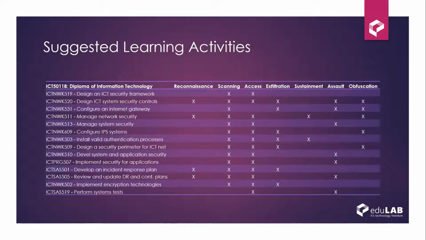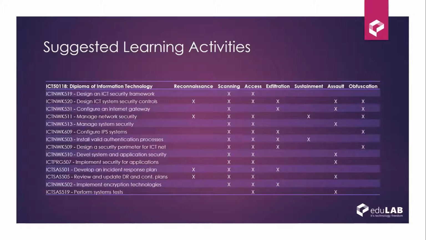Exfiltration. This is when hackers steal data. Sustainment. This is the creation of a backdoor, so hackers can revisit the compromised systems at a later stage. We have assault, to disrupt the services, let's say denial of service. And obfuscation, to disguise the attacker, activity and malware. So they try to hide themselves, so that as administrators or white hat hackers, we can't find them.